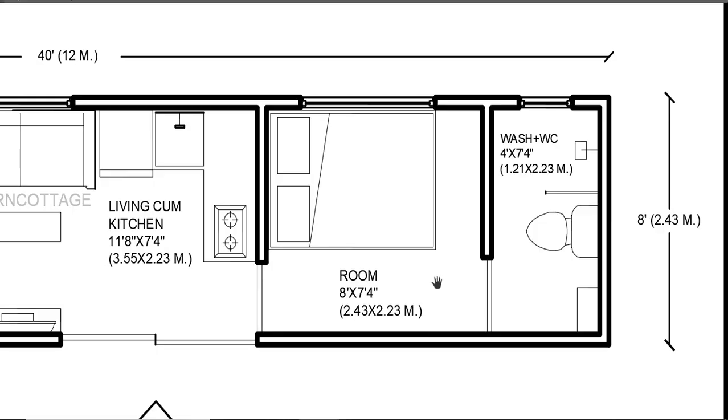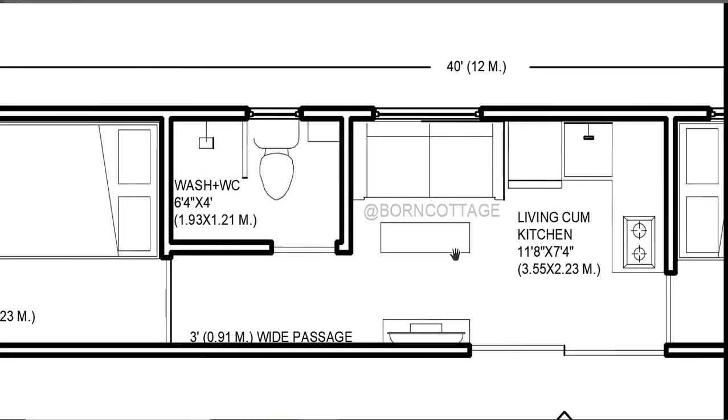And if we go on the left side, so we have common use washroom plus water closet here. You can see here the wash basin, water closet and the shower area, and we have a ventilator for ventilation of this washroom. And on the left side we have 3 feet, in meter 0.91 meter, wide passage here.